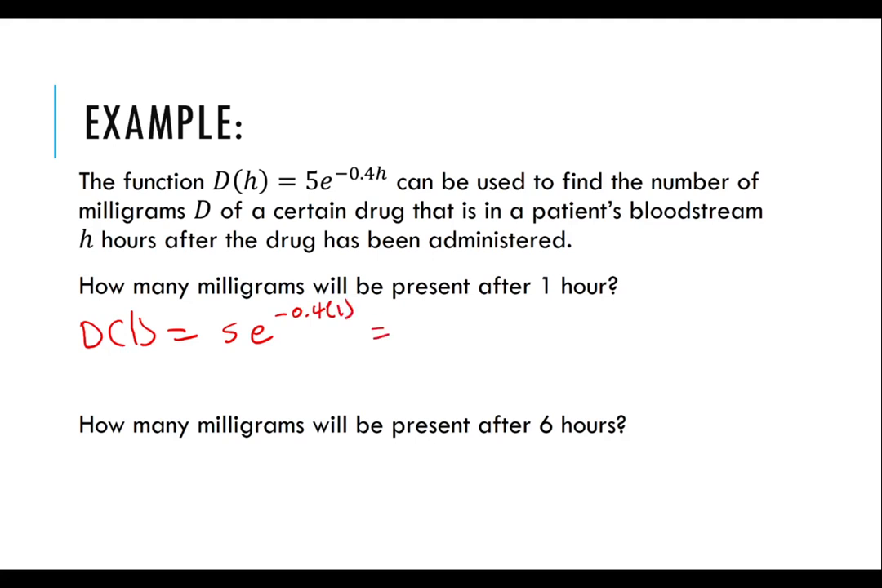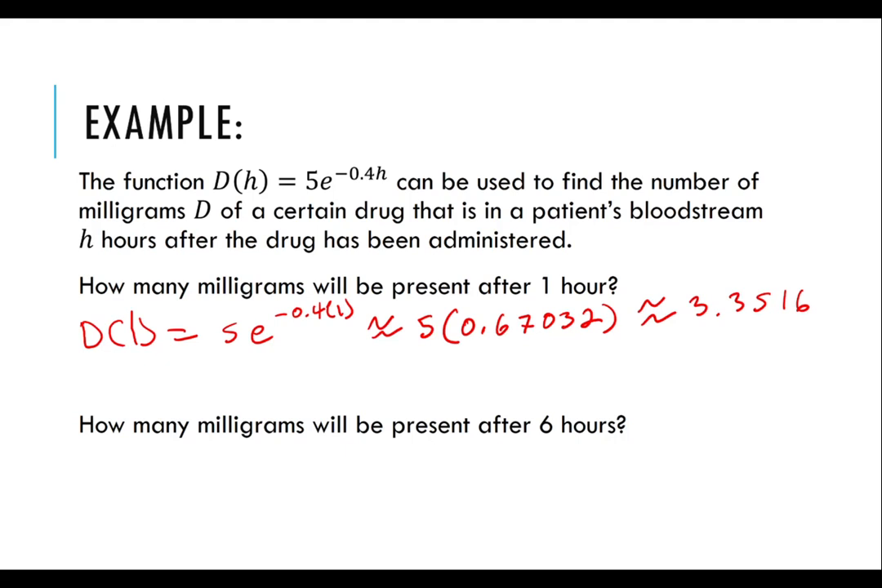Well, at this point, it's just a calculator value. You can find that e button on your calculator. I get that the approximate value of this e to the negative 0.4 power is approximately 0.67032. And watch out for your rounding. You may need to round more or less depending upon requests. But then I discover that this finished rounding is approximately 3.3516 milligrams that will be present after 1 hour.